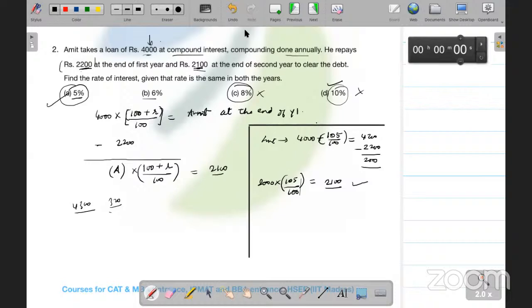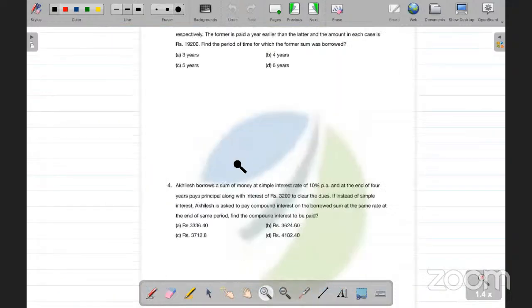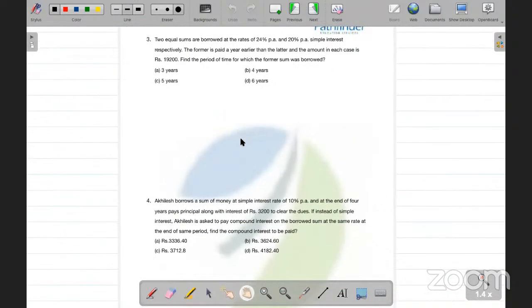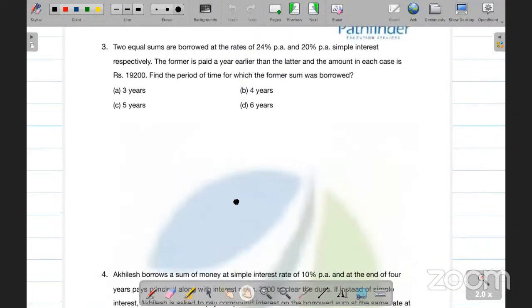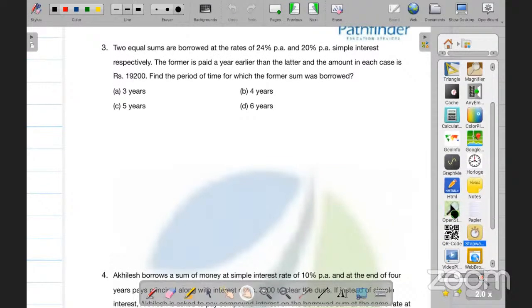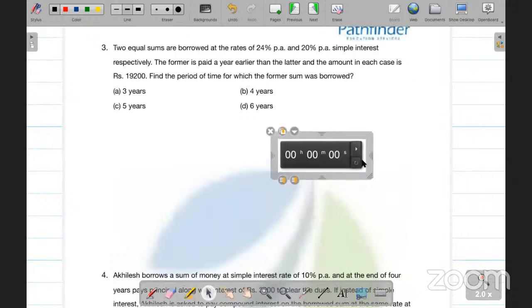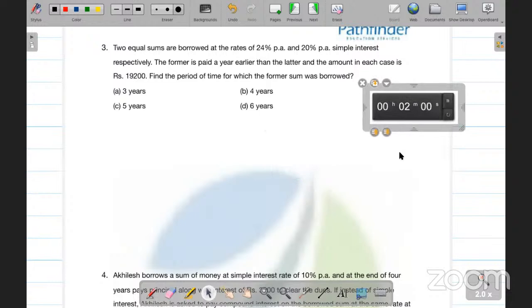Let us look at another question here. All right. So here is the third question. Try solving this question in 2 minutes again. Your time has already started.